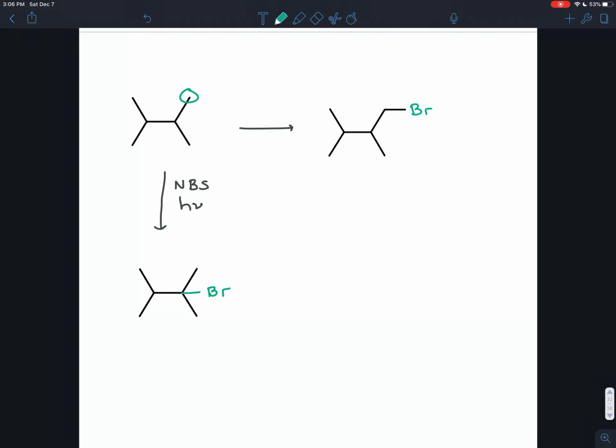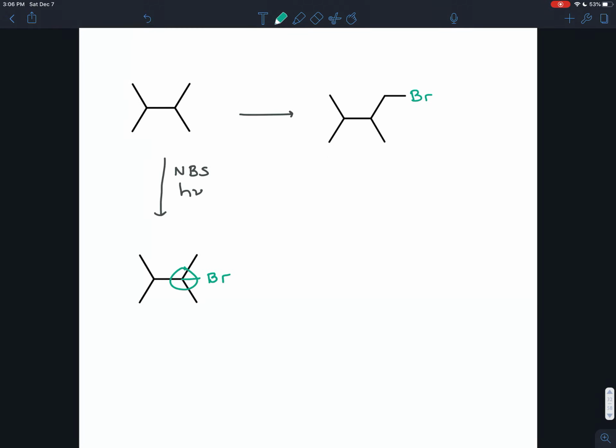And so here we have primary carbons, carbons that are only bonded to one other carbon, and we have tertiary carbons, carbons that are bonded to 3 other carbons. And so the tertiary carbons are the more substituted ones, and that's where the bromine adds.